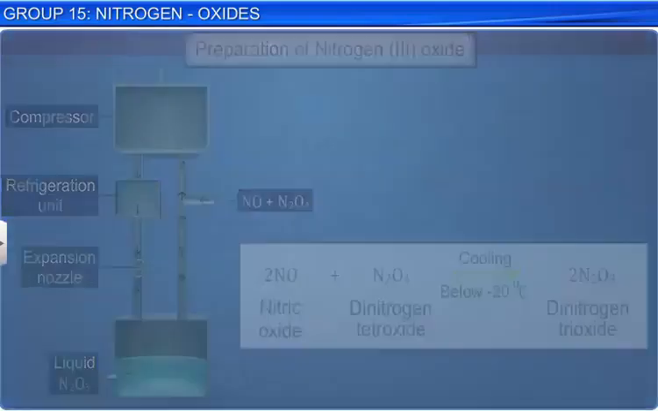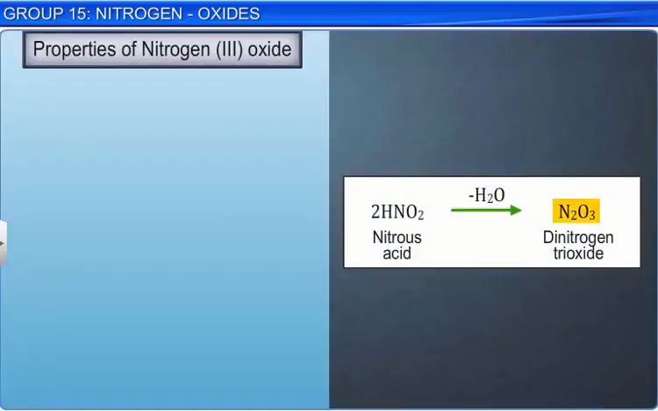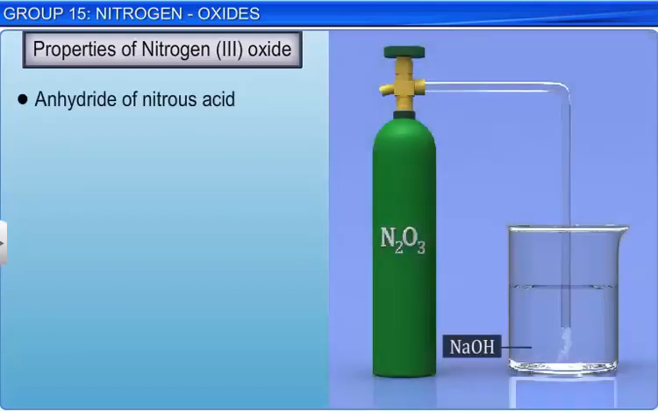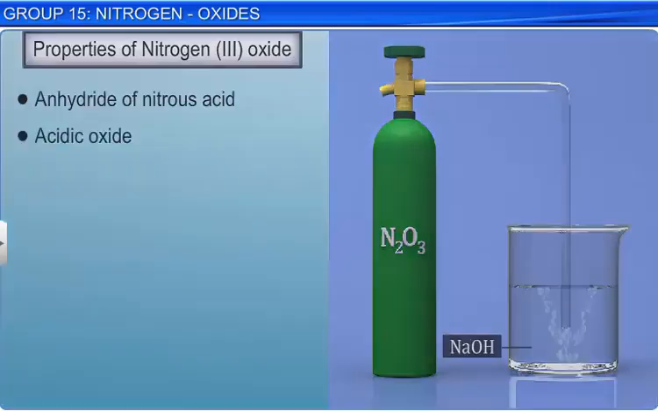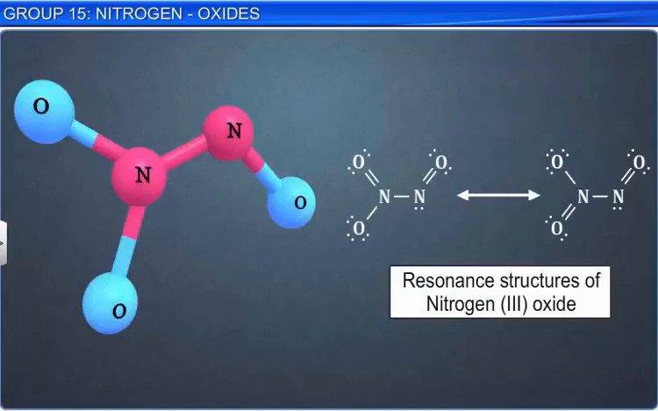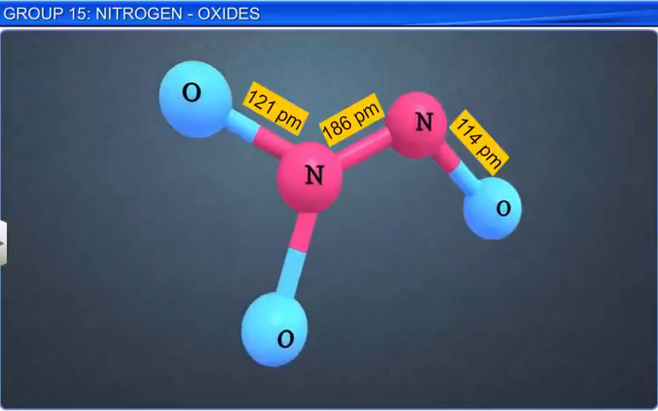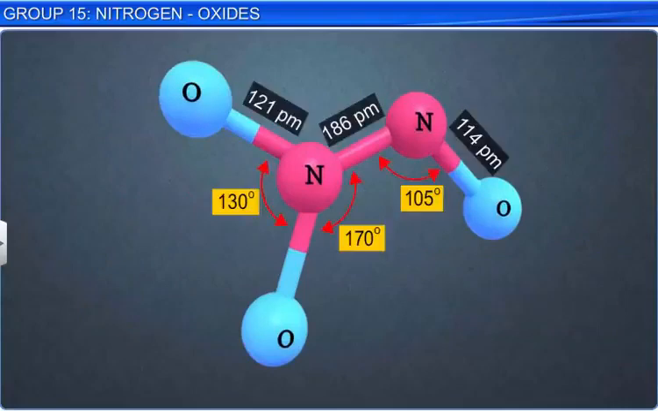You can see from the equation that dinitrogen trioxide is anhydride of nitrous acid. Also, it is evident from the reaction of dinitrogen trioxide with an alkali that it is acidic in nature. Let us take a look at its planar structure, which is a resonance hybrid of these two forms. Note the different bond lengths and bond angles in the molecule.